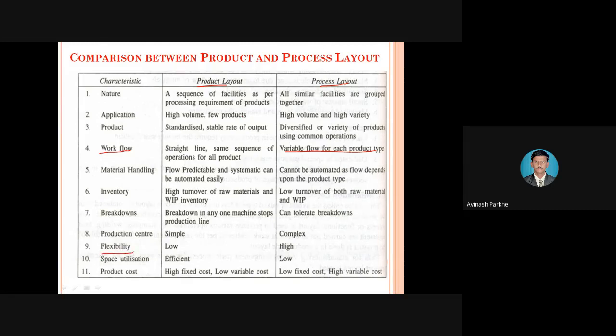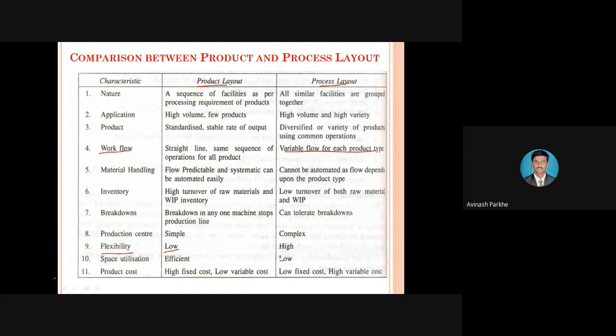Flexibility, point number 9. Flexibility for the product layout is very low, because here the sequence of operations is totally finalized, and according to that sequence of operations, the sequence of machines is also finalized. A modification can take place, but a large amount of cost and a large amount of time are required for the modification.